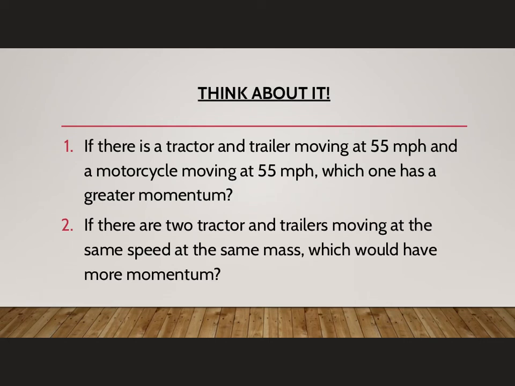And so just thinking about this, we can start to understand some basic problems with it. So if it's mass and velocity, and we're looking at this and there's a tractor trailer moving at 55 miles per hour, pretty good on a highway, and a motorcycle moving at 55. Well, which one has the greater momentum? Well, it's just the one with more mass because the velocity is the same. So the tractor trailer would win. On the other hand, if there's two tractor trailers moving at the same speed and the same mass, so they're identical tractor trailers, which would have more momentum? Well, neither. They would have exactly the same. Same speed, same mass, same momentum.